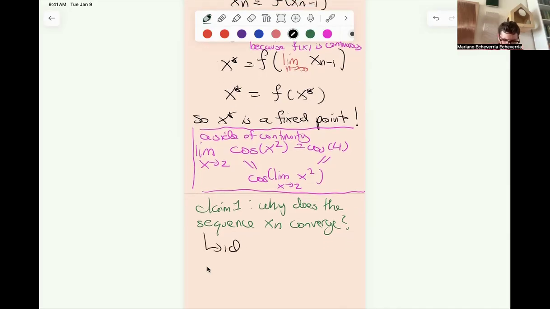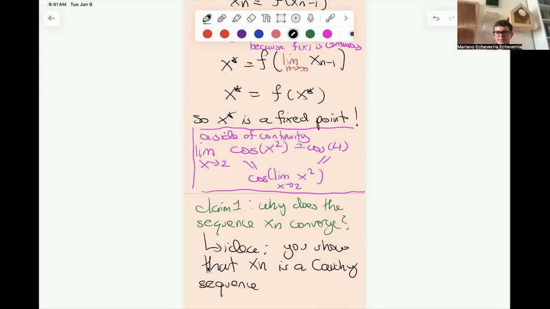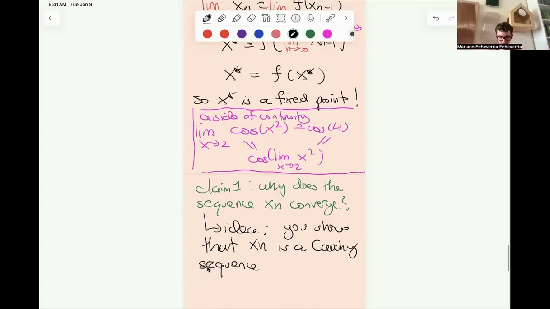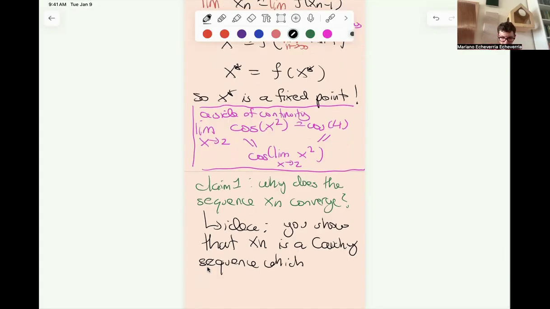So the idea, but again, I won't say more than that, is that you show that the sequence Xn is a Cauchy sequence, because that guarantees that there's a limit. That will automatically guarantee convergence. And to show that it is Cauchy, you do have to use the fact that the function is a contraction. That is where the contraction gets used.